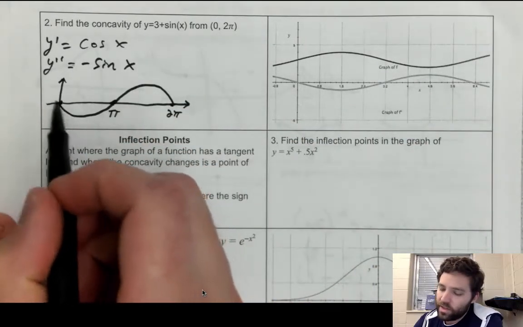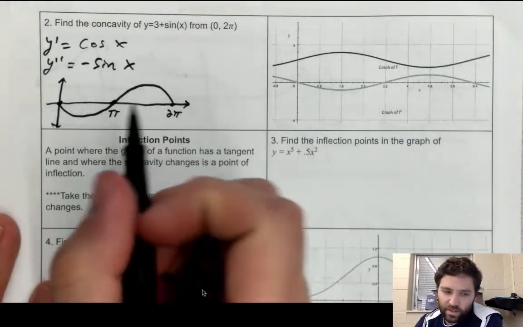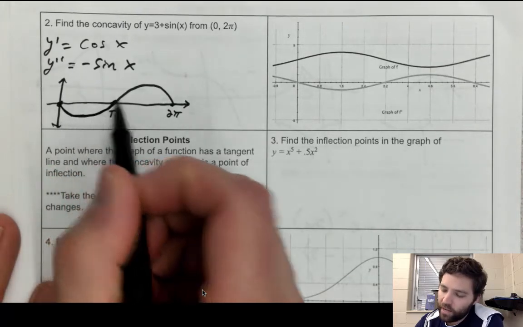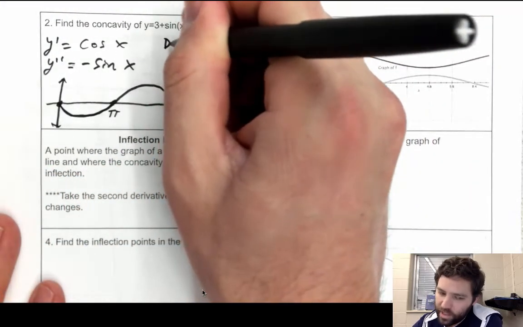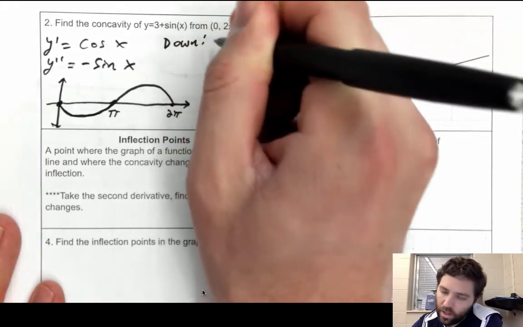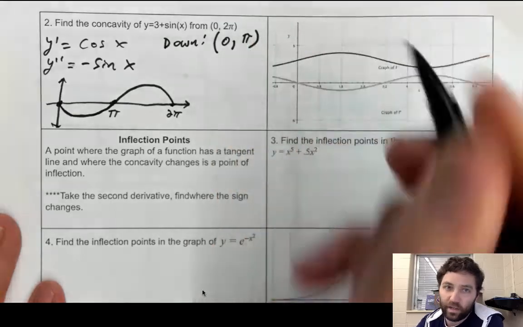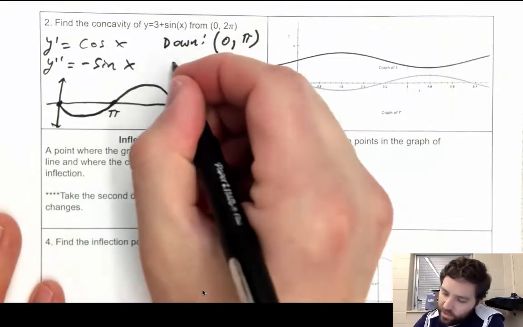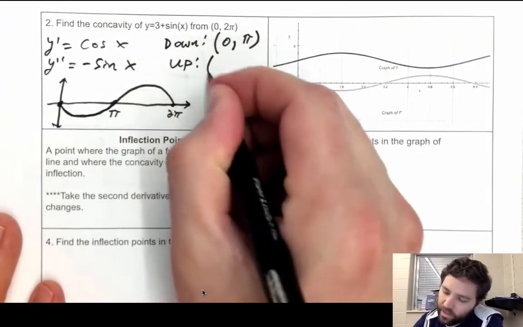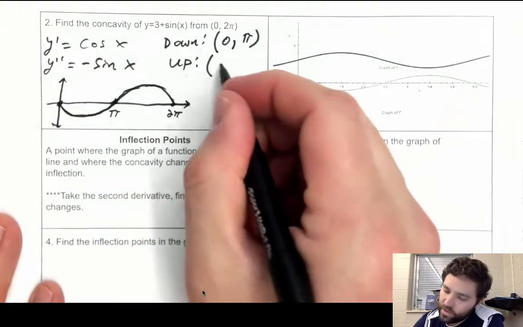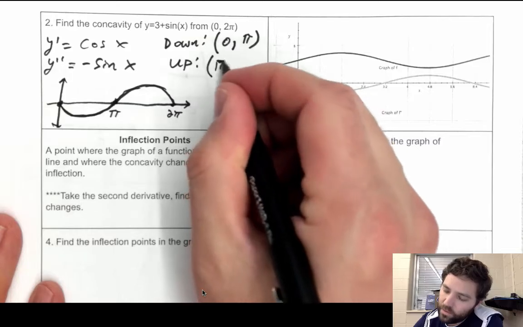And so you can see that this is what our second derivative looks like. So since the second derivative is negative from 0 to pi, we would expect the original function to be concave down on the interval from 0 to pi. And we would expect the original function to be concave up on the interval wherever the second derivative is positive. So from pi to 2 pi.